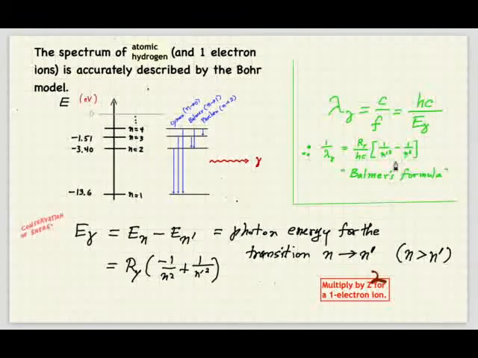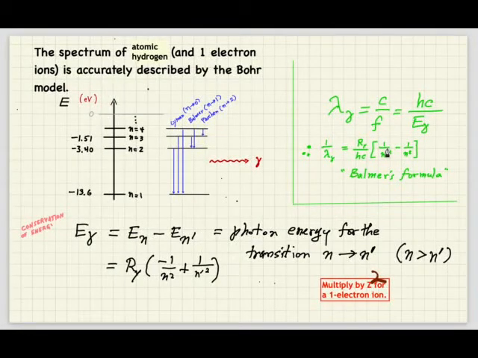And n and n prime here have to be integers. 1, 2, 3, 4, and so on. That was known before the Bohr model. That's called Balmer's formula. So Balmer was a scientist who measured atomic spectra. And he noticed that the atomic spectrum of hydrogen could be described by this formula. The discrete values of the wavelength are some constant times 1 over an integer squared minus 1 over another integer squared.